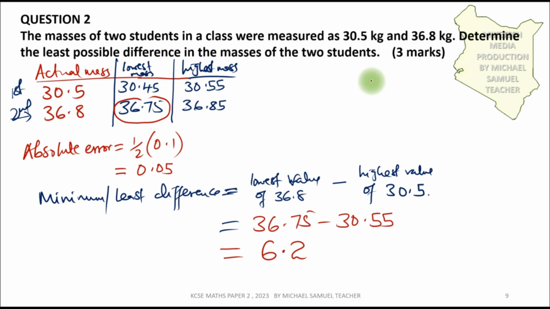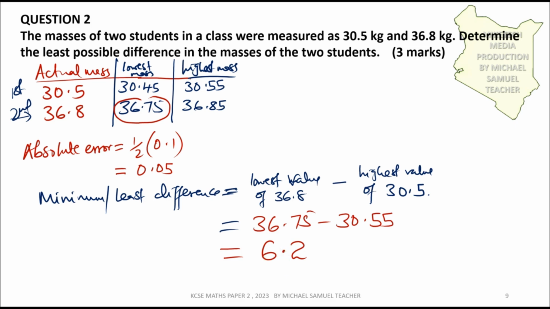If you try to take the 36.85 minus 30.55, then it won't be the least. Actually it will be higher. And in the same case, if you take the other combinations of values, it will still not be the least. It will be much higher. So that's how we look for the least difference.